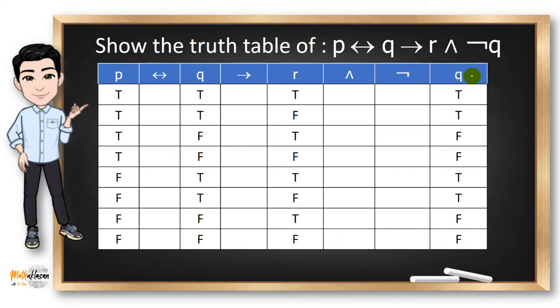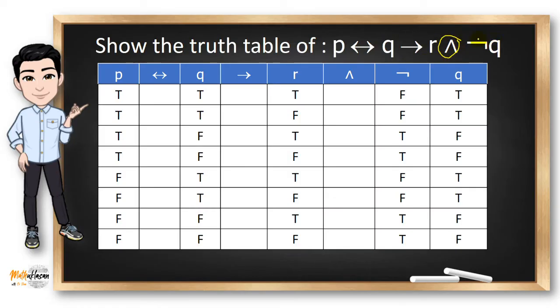The column Q here has the same value as the column Q here. To begin, by following the laws of precedence, we need to negate Q first. So by negating this Q, we'll have our answer in this column. Here they are. After getting the negation, we'll proceed with conjunction.